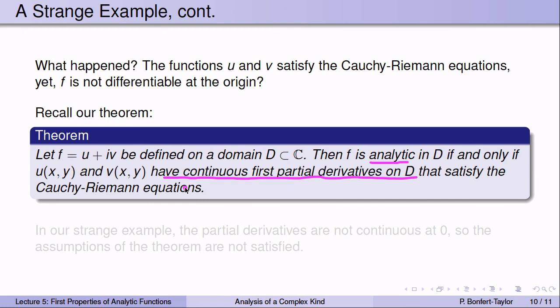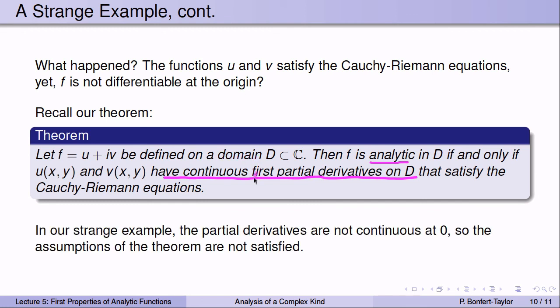In our strange example, these partial derivatives are not continuous at 0, and so the assumptions of the theorem are simply not satisfied. Even though they seem to satisfy the Cauchy-Riemann equations, that's not enough. They need to be continuous in addition. So that's what went wrong in this example. It's a very subtle example, and most of the time this won't affect you in the least.